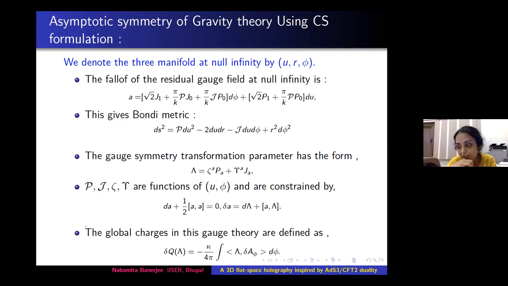So this is my understanding, at least, about the status of the field. This is what is known, and of course it is nowhere close to the real duality, which is what we must be looking for. But at least a few steps work out.